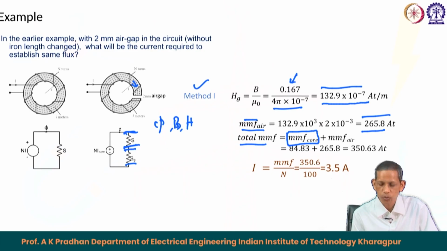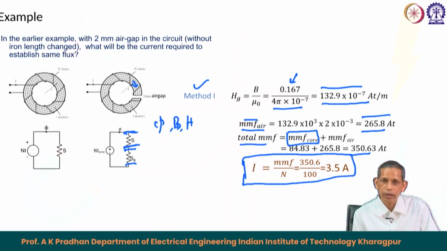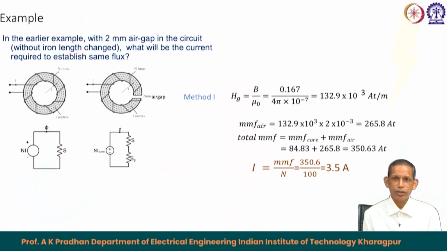It remains the same because the flux is the same, and the MMF of the air. So the total becomes 350.63 ampere turn. The current I becomes MMF by N, like we calculated earlier, that equals 3.506 ampere in this case, as discussed in the earlier slide on this magnetic circuit.